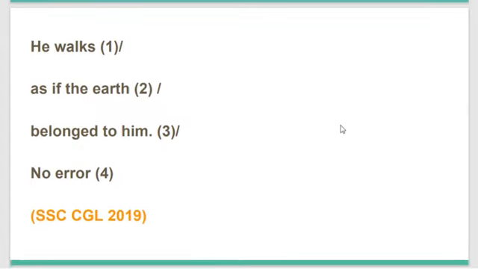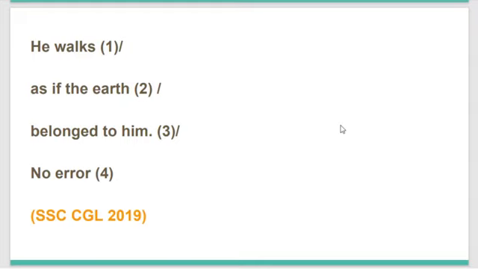Let's read the question. He walks as if the earth belonged to him. This is another question again from 2019. SSC CGL previous year question of 2019. Let's reread the question. He walks as if the earth belonged to him.